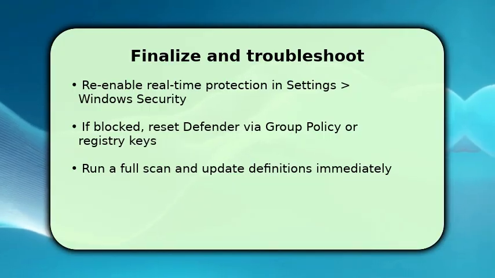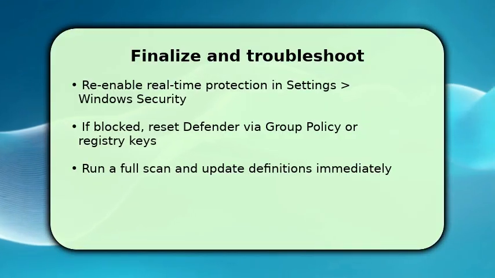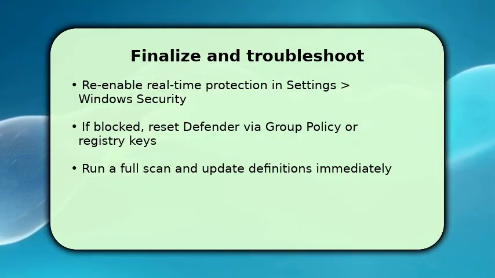If controls remain blocked, check Group Policy. Computer Configuration, Administrative Templates, Windows Components, Microsoft Defender Antivirus, and set any disable policies to Not Configured. If needed, restore specific registry keys you backed up earlier and reboot.